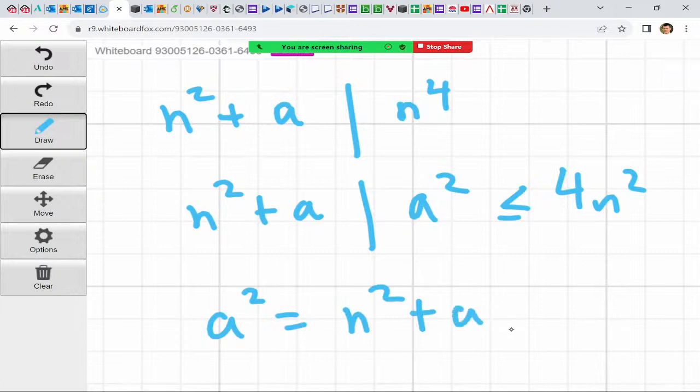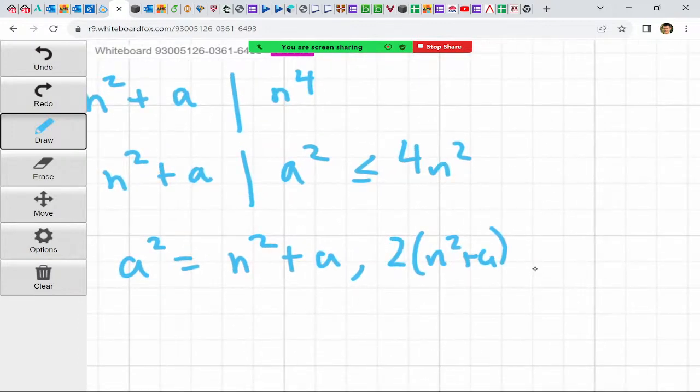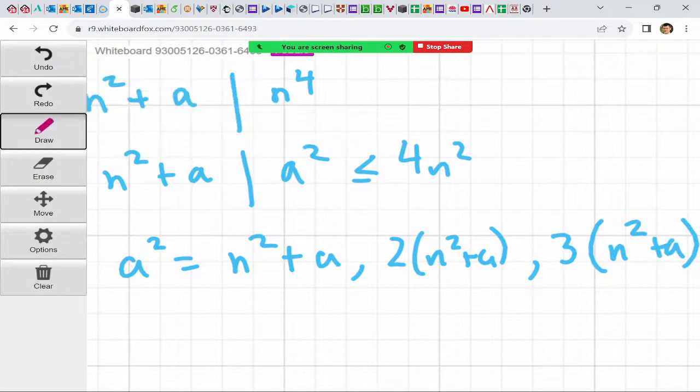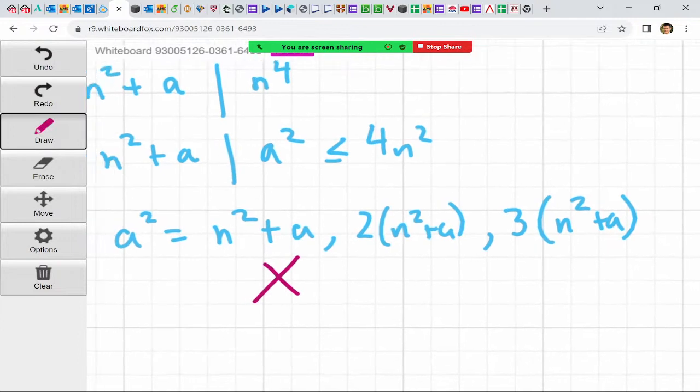So it has to be like 2n squared plus a or 3n squared plus a. I said it can't be n squared plus a, because then that means a squared minus a equals n squared, which is pretty false. It can't be that, right? Yeah, that's wrong. And then I just checked these two, and I think it's kind of nice to know how to show these are Pell's, right?